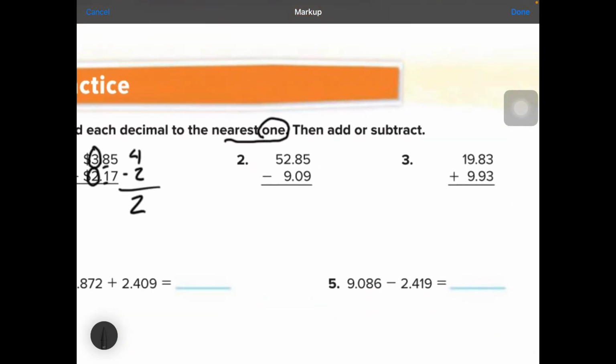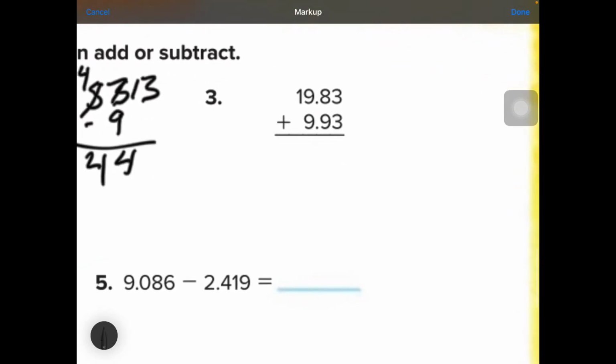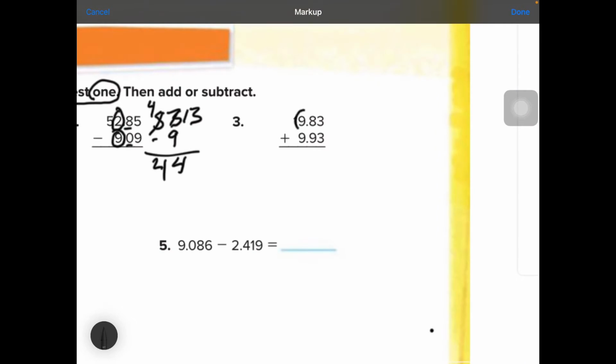Number 2, 53. And this is the ones category right there. And that number is going to determine what happens. So it's going to bump 52 up to 53. Then this right here is the ones category, and that's going to keep it at a 9. So 53 minus 9 is 44.